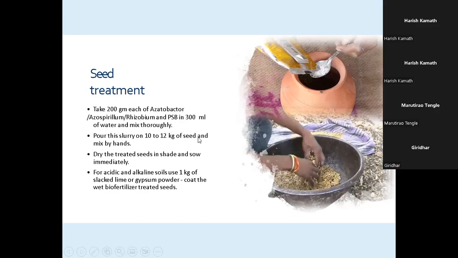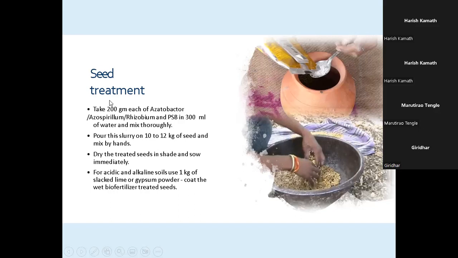Then you can mix it with this, paste it on the seeds. You can leave it overnight, then next day morning you can take it for planting. So this is a common practice. Or you can mix with some organic manures or compost, or you can apply along with the seeds. That is also okay.